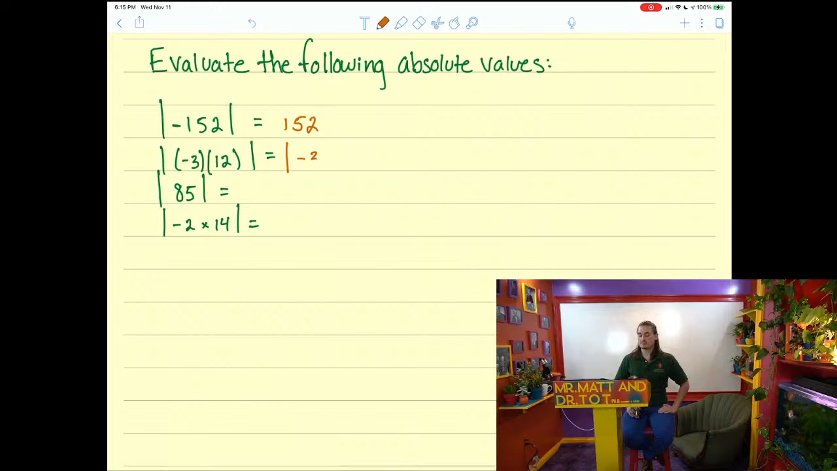The absolute value of positive 85 is just 85. It remains positive. And the last one, the absolute value of -2 times 14. Again, we have to do -2 times 14 is -28. The absolute value of -28 is positive 28. If you have any questions, then please let me know.